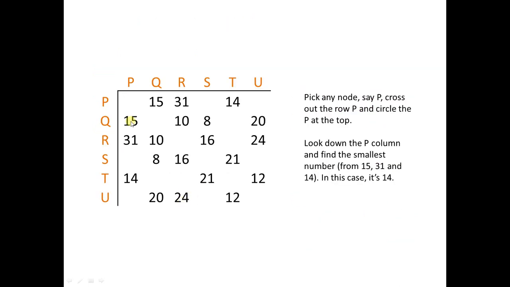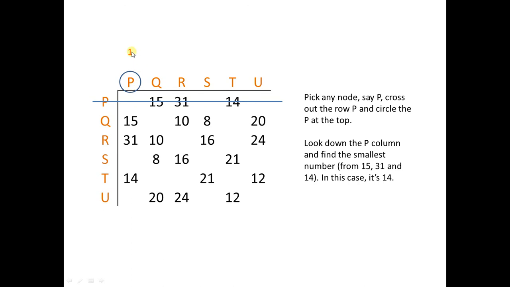Okay, what you do is you pick any of these nodes on the left hand side here, and I'm going to pick P. It doesn't matter which one you pick, but in an exam they might tell you which one to start with. So I'm going to start with P here. I'm going to cross out the row P and circle the P at the top here.